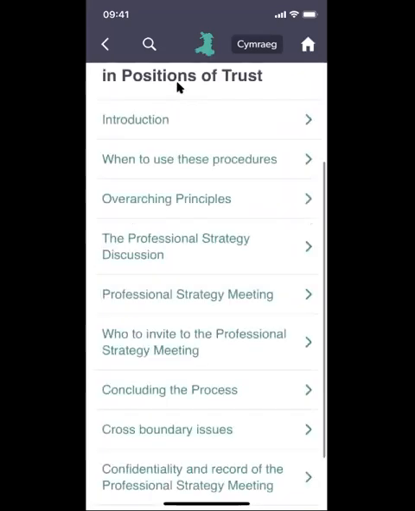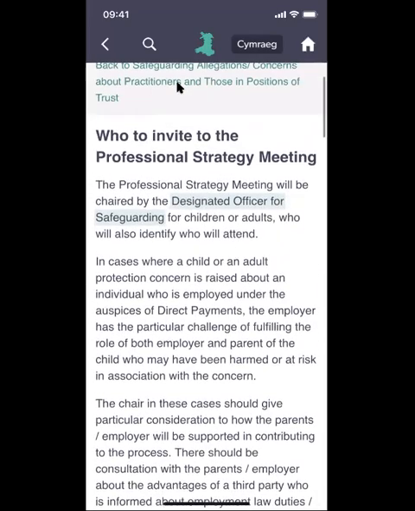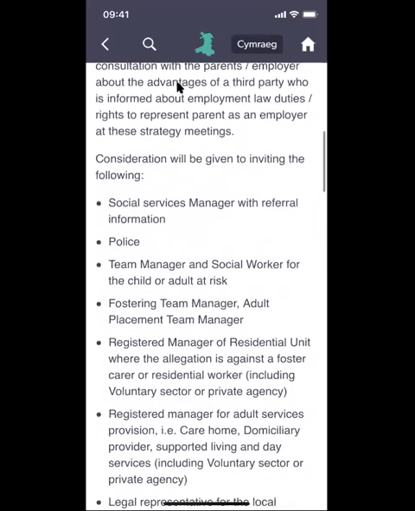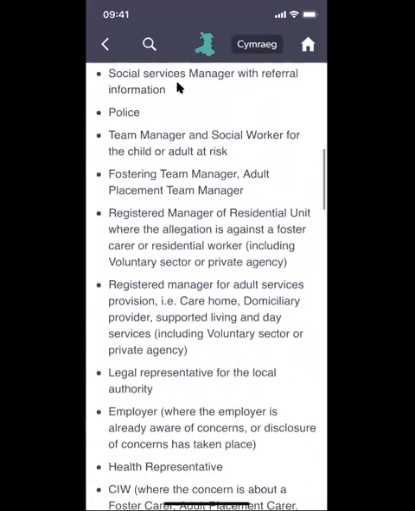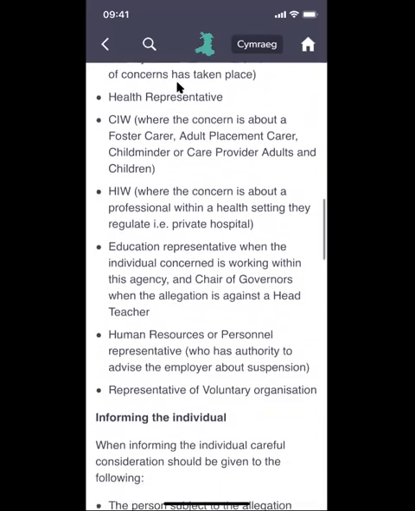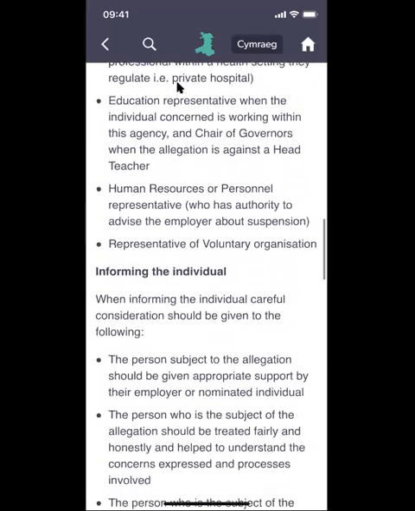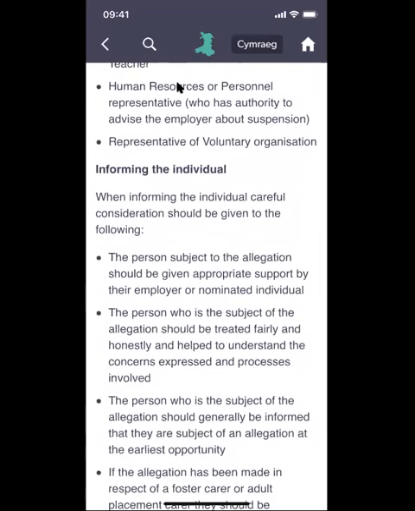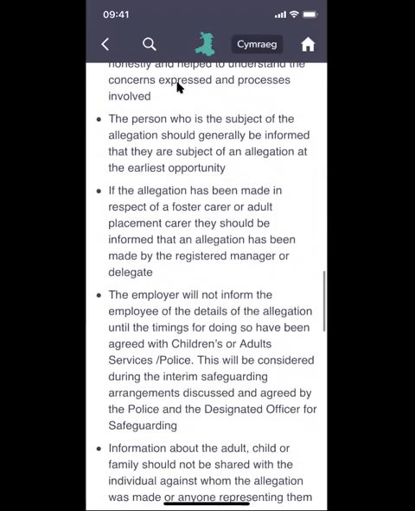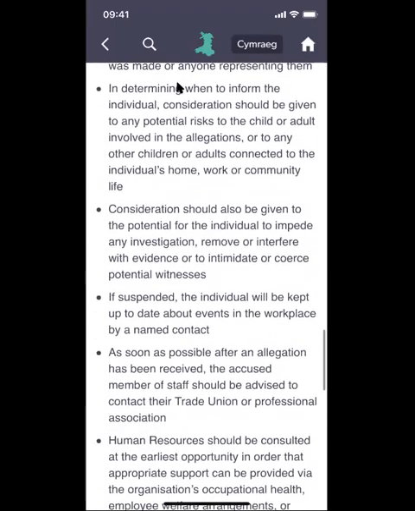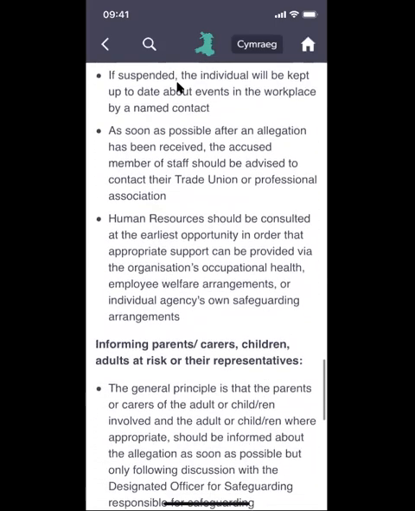If we go back, there is also the information about who to invite to the professional strategy meeting. You can see there the list of key individuals who may be required to attend a professional strategy meeting. There is also information about informing the individual who is the subject of any allegation that has been made. Lots of steps, lots of key points to take into consideration.